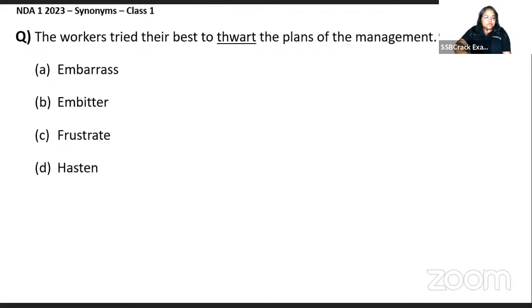Next one. Thought the plans. What does it mean? Embitter. If I thought your plans, you guys are planning to go for a picnic, for a party, maybe. No, listen to me. You guys have made a plan to go for a party. I thought it your plans.